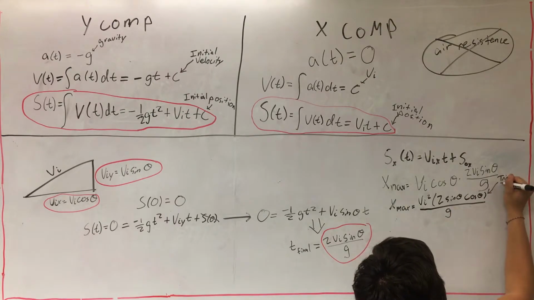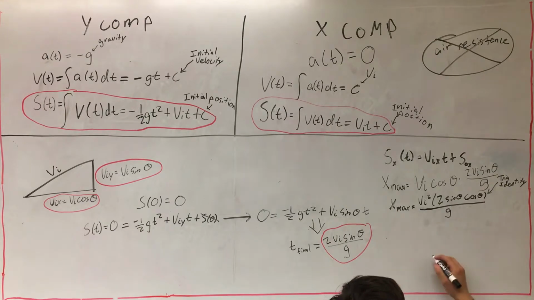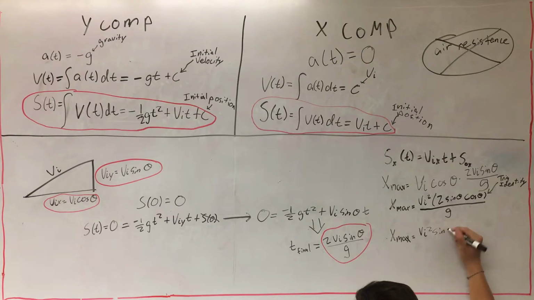Something special happens here, where we can see a trig identity. 2 cos theta sine theta is equal to sine 2 theta, so we can now plug that in and get velocity initial squared times sine 2 theta all over g.